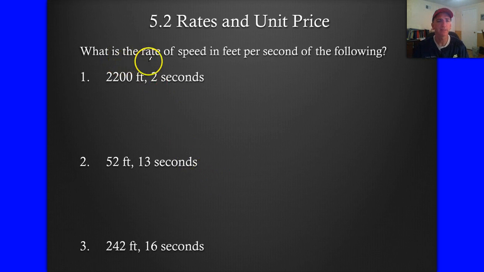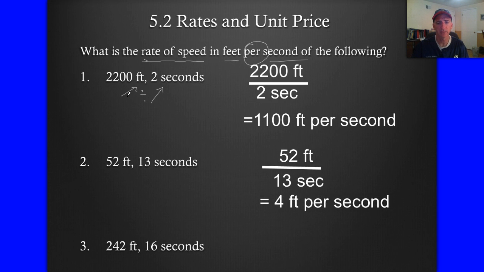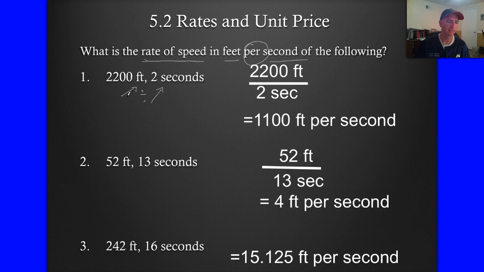This particular question says, find the rate of speed in feet per second of the following. And you just follow the words. You've got feet per second. So that first question, you're just going to have 2200 divided by 2. Divide that out to be 1100 feet per second. That's pretty fast. It's probably a bullet or something like that. And then the last two questions basically would work out the same way.